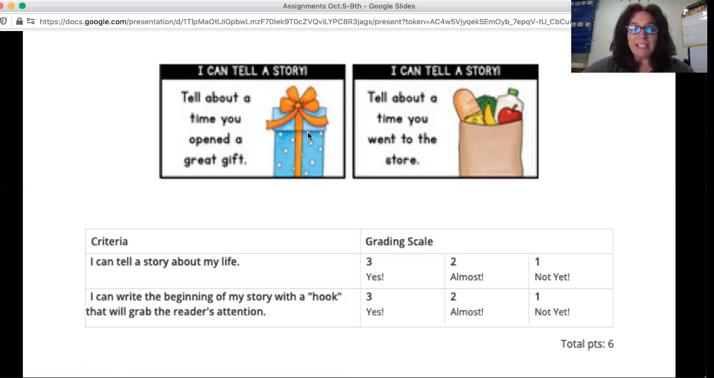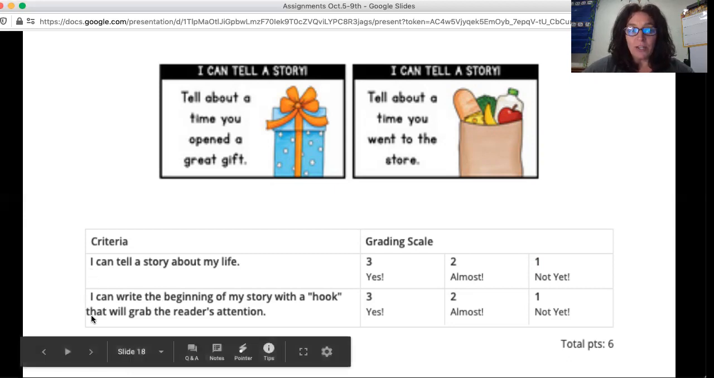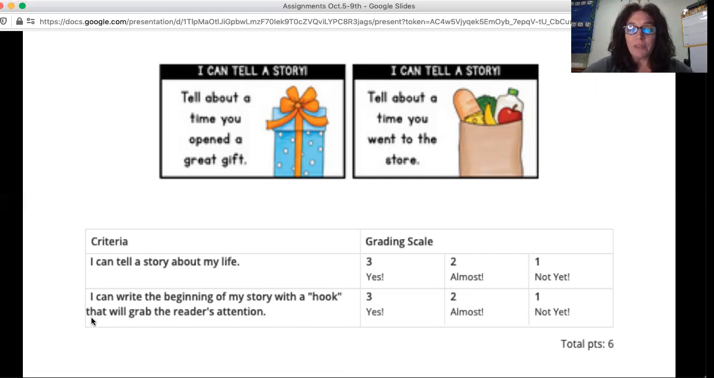And when you're writing today, now we have two writing goals, okay? Because we want to keep in mind what we learned yesterday about what narrative writing is, and also today about how to hook the reader from the beginning of your story. So when you're writing today, be sure that you're writing a narrative story. I can tell a story about my life. And also think about that story starter or story beginning. I can write the beginning of my story with a hook that will grab the reader's attention.